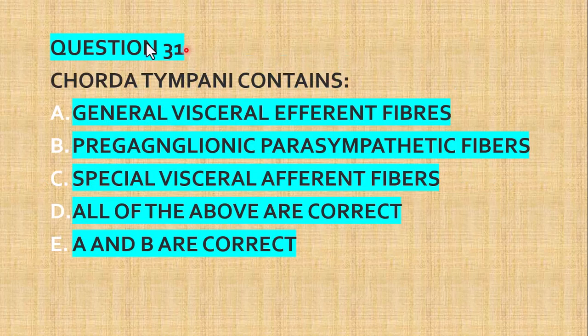We are beginning with question 31. Chorda tympani nerve contains: A. General visceral efferent fibers, B. Preganglionic parasympathetic fibers, C. Special visceral afferent fibers, D. All of the above are correct, E. A and B are correct. The chorda tympani nerve is a branch of the facial nerve that carries taste sensation from the anterior two-thirds of the tongue, and it contains all of the above fibers. So the correct answer to this question is option D. All of the above are correct.